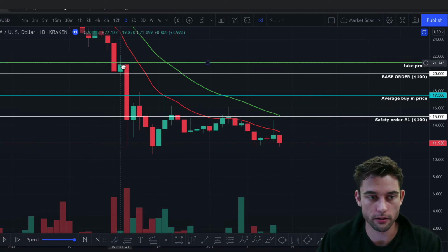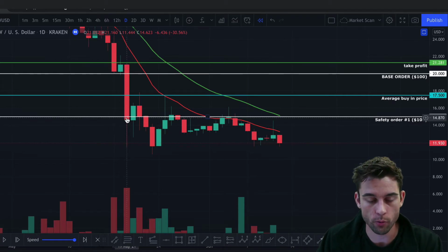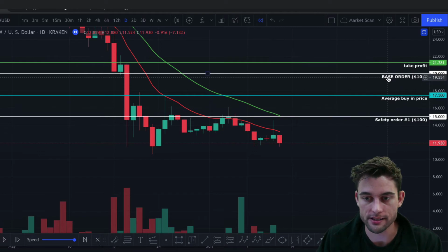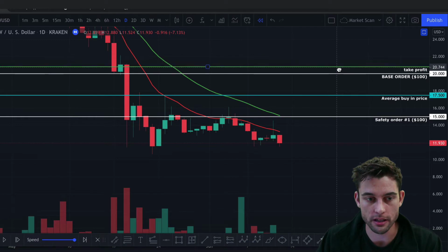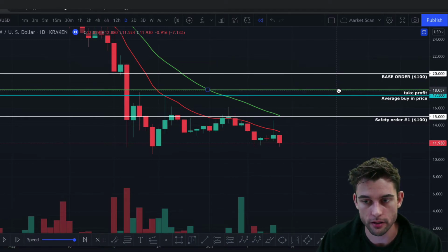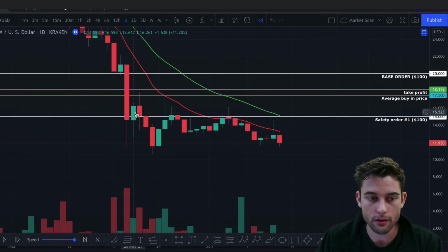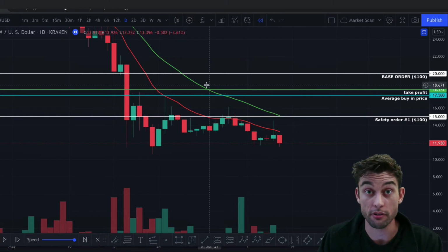Just ignore this little wick right here. Let's say that it never reached our take profit. In this case, the price came down and it hit our safety order number 1, and our average buy-in price, instead of being right here, is now right in the middle. So our take profit needs to come down, and our take profit came down. Let's say it came down to right here. Well, even though it had this spike right here, it still never actually hit our take profit.